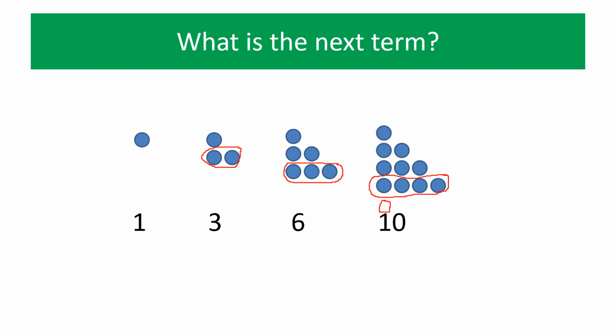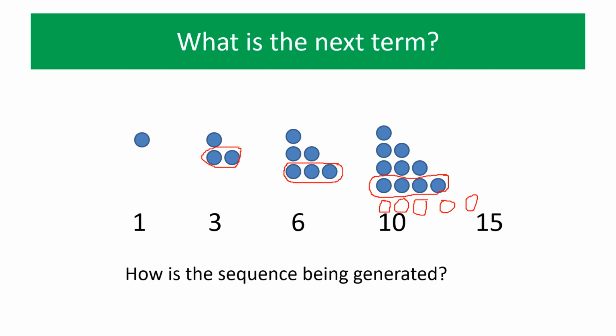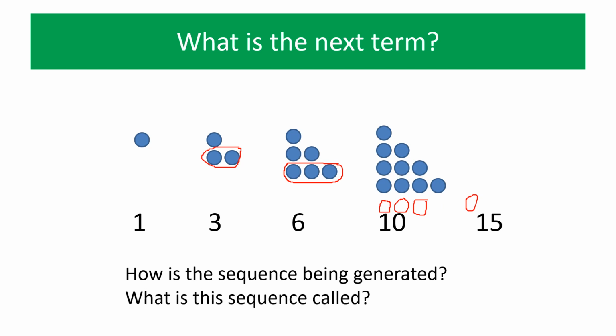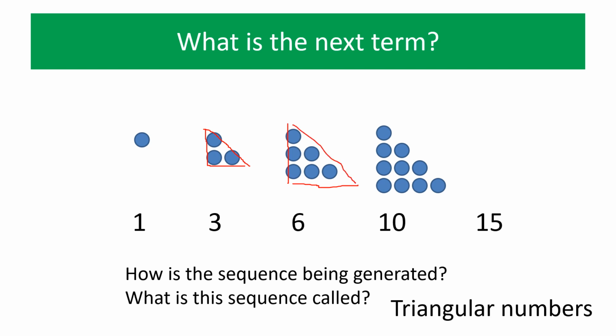If I'm going to form another little row at the bottom, and then add an extra 1, and that is 5. So our next term would in fact be 15. Okay, and also, what do you think the sequence might be called? These numbers 1, 3, 6, 10, and 15 have got a special name, and in fact they are called triangular numbers because have a look, you can form a triangle from the pictures. So these are called triangular numbers.